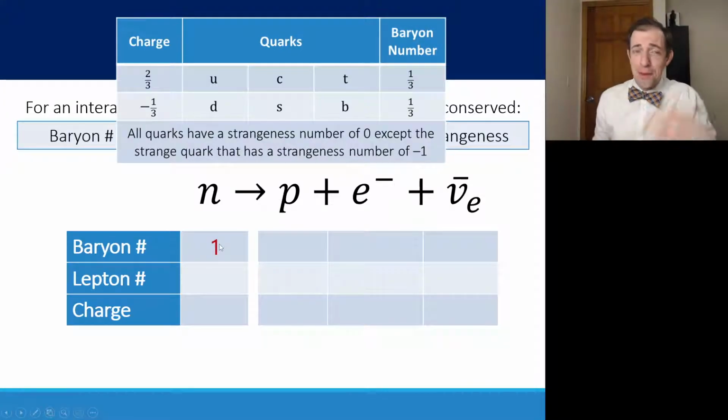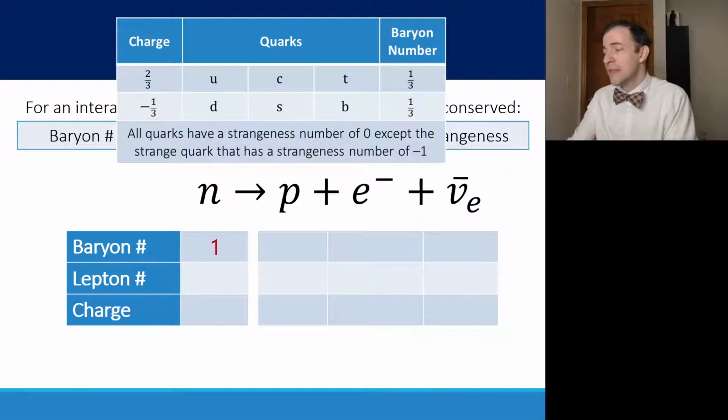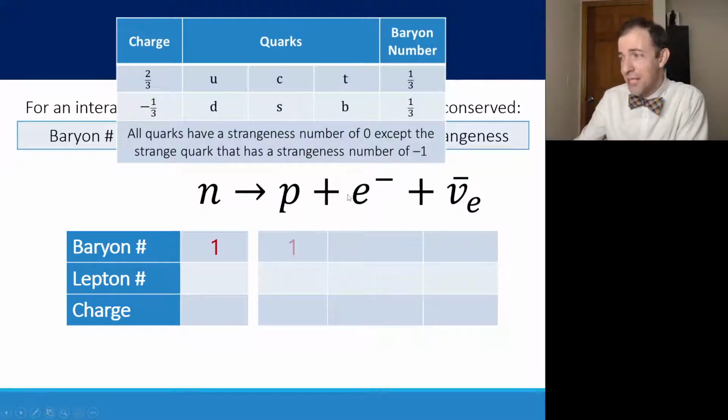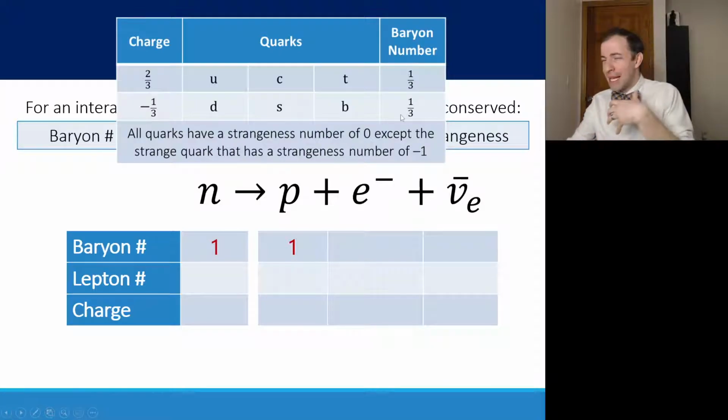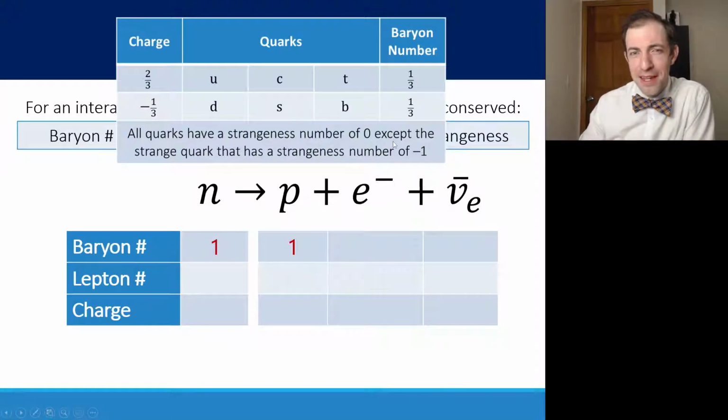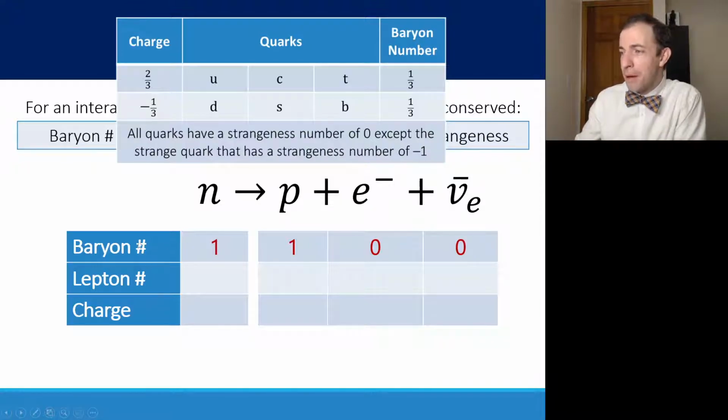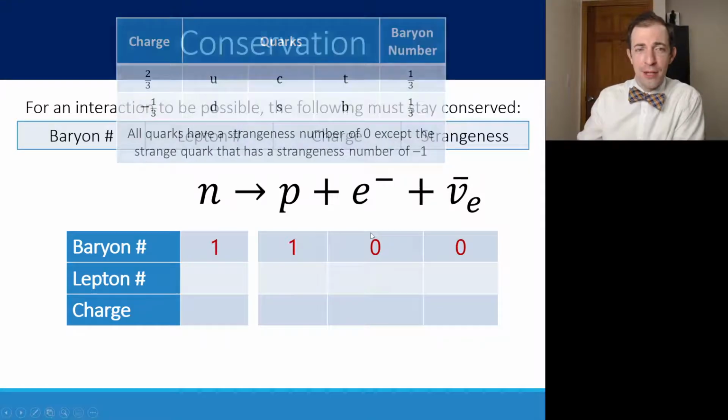Any baryon has a baryon number of 1. A neutron, a proton, same thing: three quarks gives me a baryon number of 1. An electron and an antineutrino are not made out of quarks. They do not have a baryon number at all, so they are both 0 for their baryon number. Baryon number is conserved. I have 1 on both sides of that particle interaction.